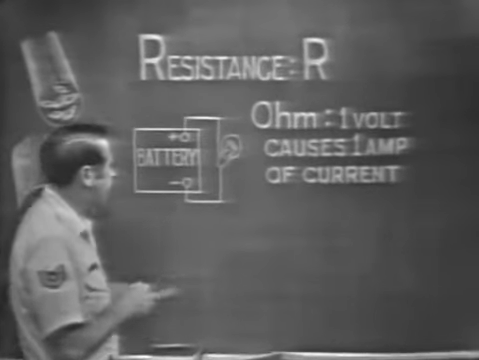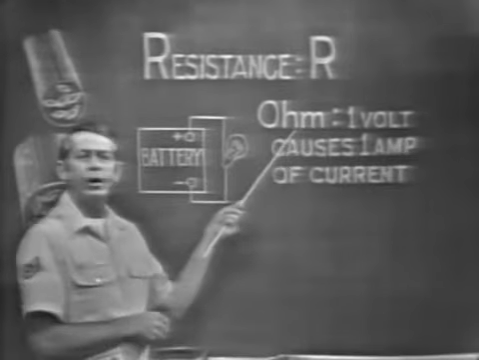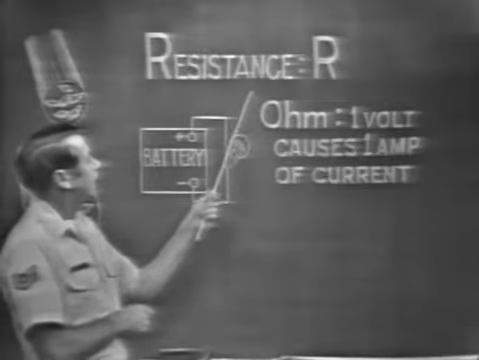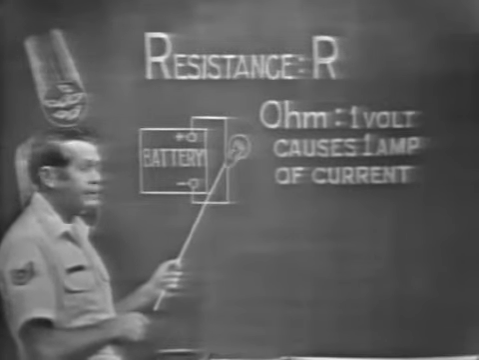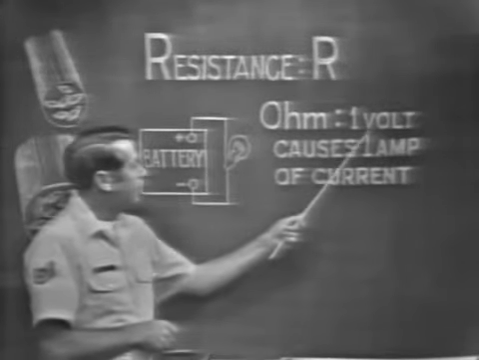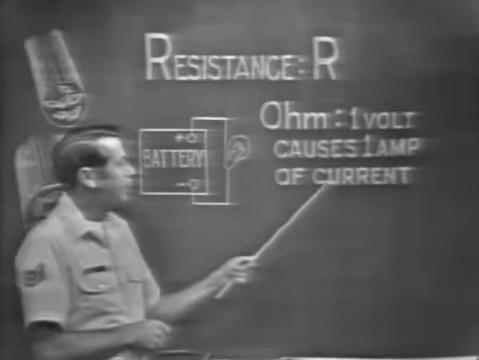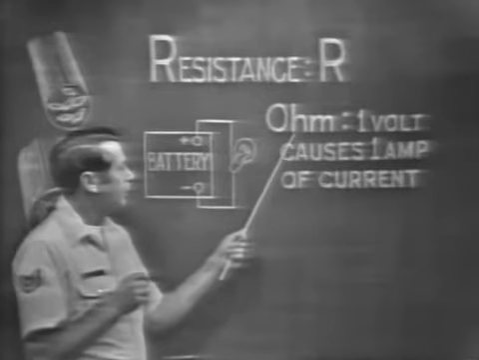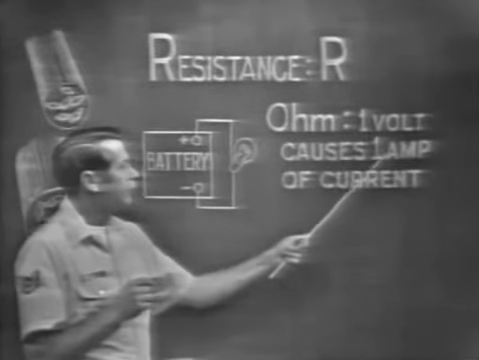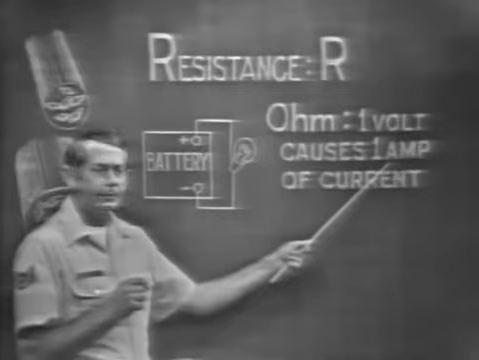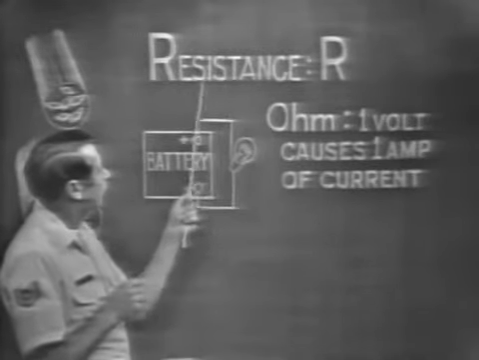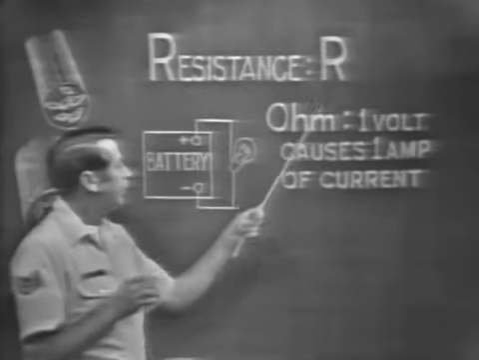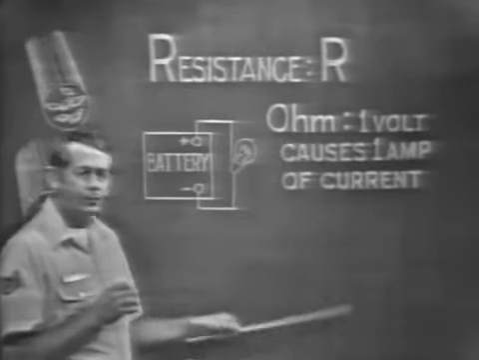Well, resistance is measured in units called ohms, O-H-M, ohm. Now, here's what an ohm is. If there's 1 ohm in the circuit, let's say this is 1 ohm, 1 volt will cause 1 ampere of current. So remember, 1 ohm of resistance means that it will limit the current from a 1 volt source to 1 ampere. Now, the symbol for resistance is the capital letter R. And remember, it's measured in ohms.